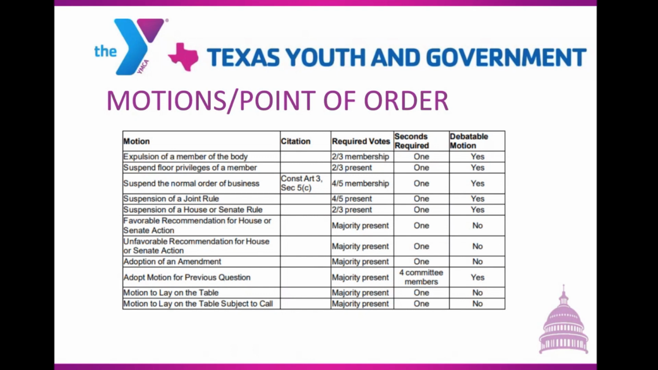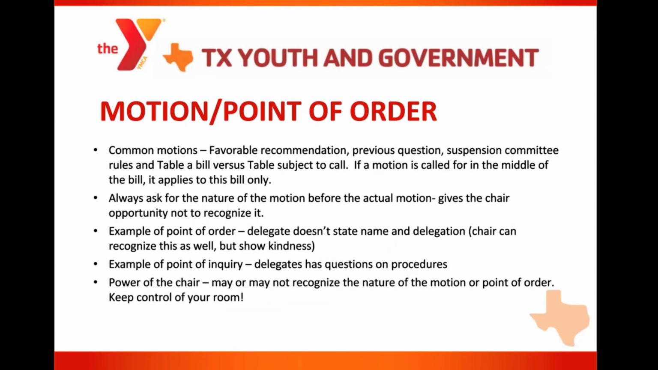If the motion is debatable, such as "I move for previous question," which is a debatable motion, a two-minute pro speech and two-minute con speech will be allowed. Common motions are favorable recommendation, which we've already talked about, and previous question. This stops all debate and goes straight to the bill author's closing summation, then vote. This is more common in floor debate when the debate has become redundant. There needs to be four seconds and a majority vote.